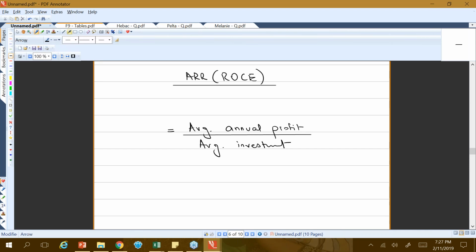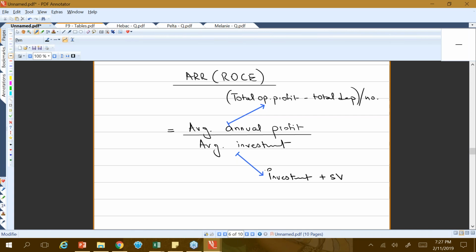Now we need to see how to compute these. The average annual profit is total operating profit minus total depreciation over the number of years of the project. That will give us the average annual profit. The average investment is your investment plus the scrap value, divided by 2. That gives us the average investment. Once you've got all this, then times 100, you'll get a ROCE, or accounting rate of return, which just tells us that based on the investment that we have employed, what is the return that we are getting. And then you should have a target ROCE to establish if it is good or bad.